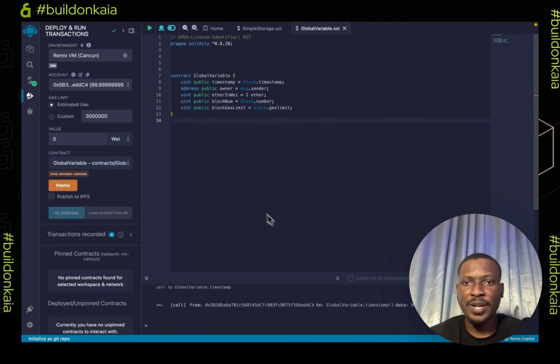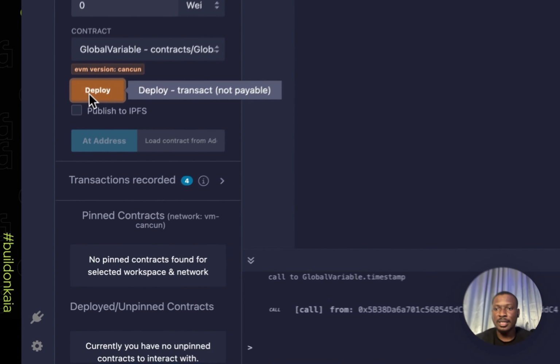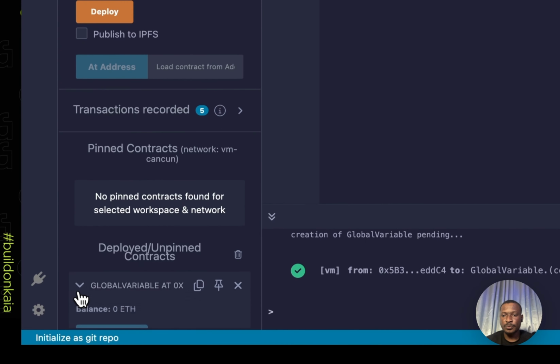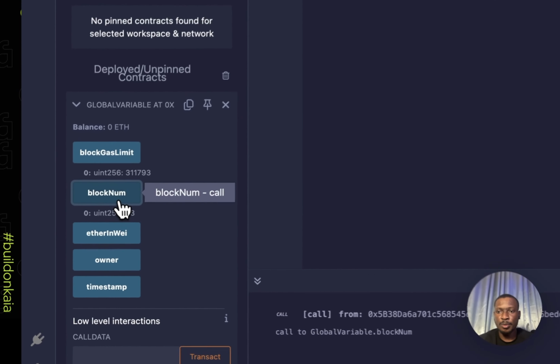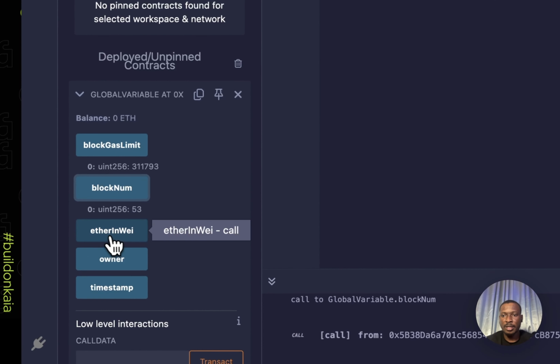Let's take a look at this contract. It houses various global variables that we already talked about. Let's quickly deploy this. Let's click on each of these variables. Block gas limit: this is the block gas limit. And block number: this is the block number.